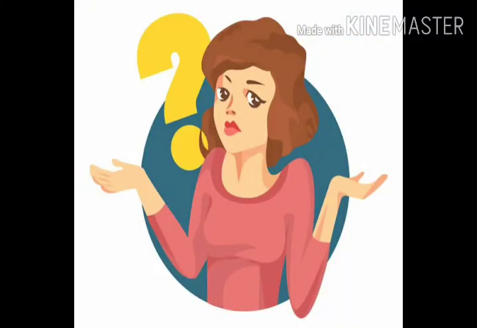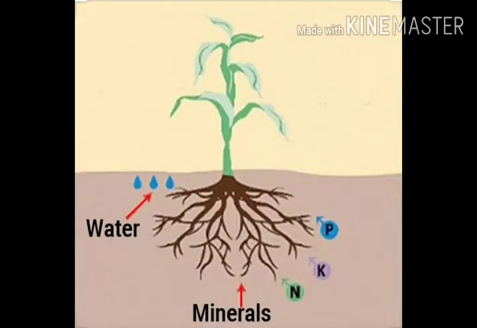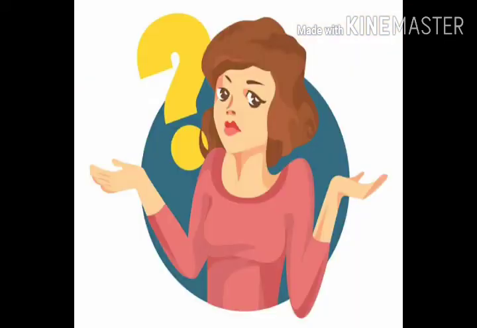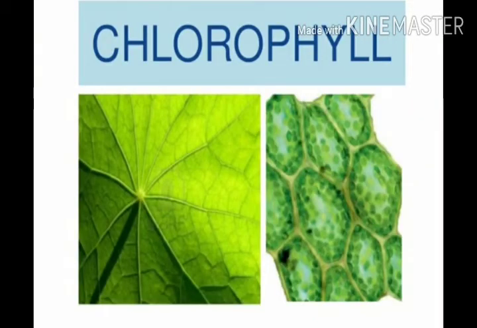How do plants take in water? The roots of the plant absorb water and minerals from the soil and transport them to other parts of the plant. Why are the leaves of the plants green? It's because they have a green pigment called chlorophyll in them. It gives green color to leaves.